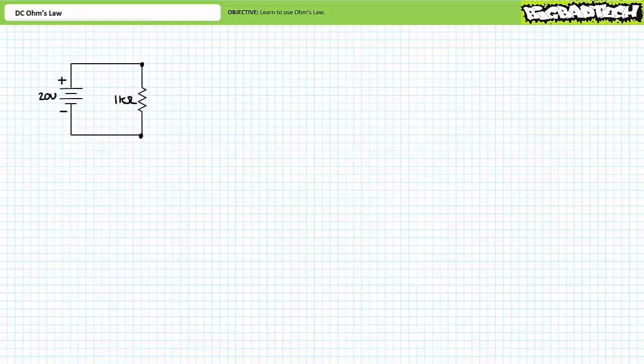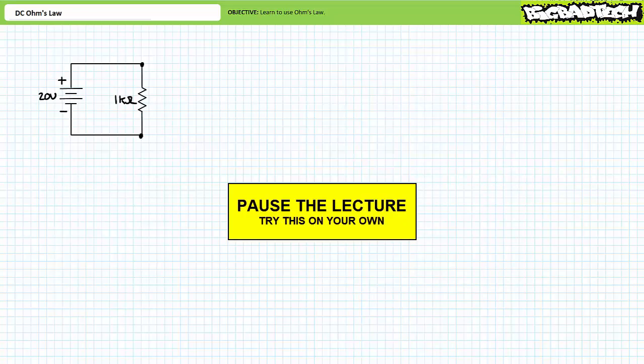Let's say we're tasked with building this simple circuit where a 20-volt source is supplying current to a 1 kilo ohm resistor. Do the calculations first. What's the current you would expect flowing through this circuit? By all means, pause the lecture and try this on your own. If you're tracking, you should have obtained the following results.